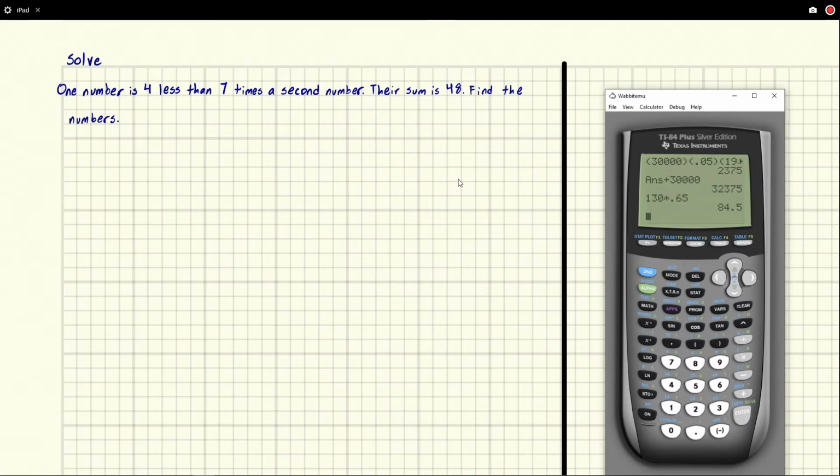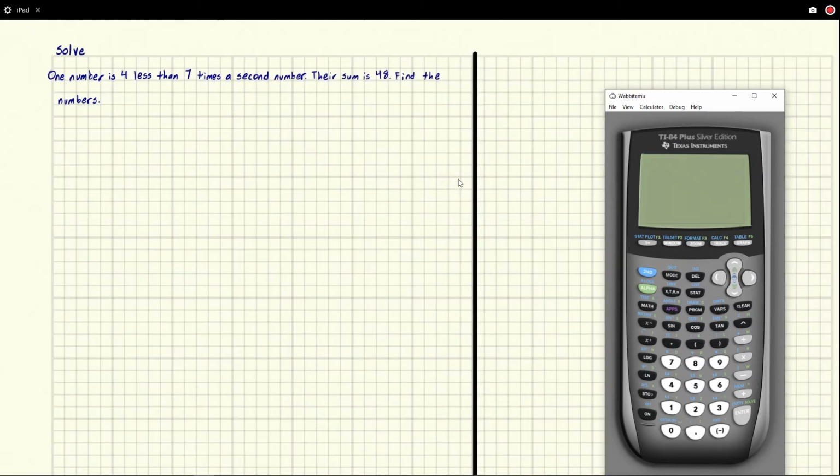So we are given two relations, and I think it's really important to point these out because they're going to correspond to formulas. We're told that this statement here, one number is 4 less than 7 times the second number, tells us how the two numbers are related. So that's our first statement. That's going to become an equation. We're also told their sum is 48. And so using these two pieces of information, we can put together some equations and solve them.